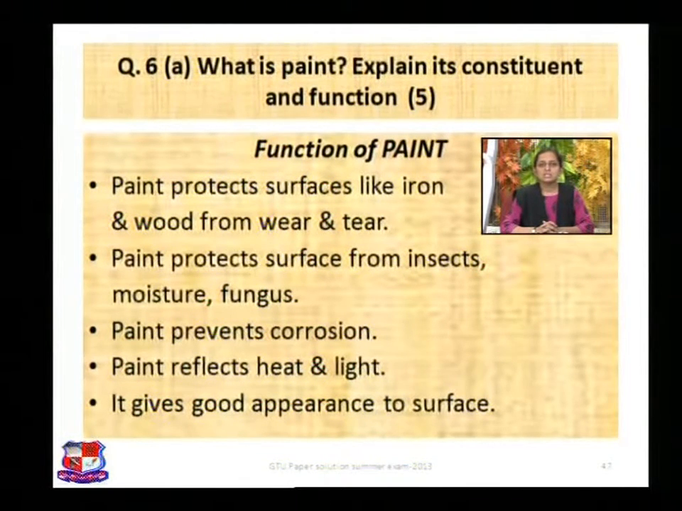Okay, so this is the entire solution to the question: what is paint, what is constituent and what is function. When we complete these 3 parts, then our entire question is over. So it is very essential that you start with the definition, you explain the role, you explain the composition. So this will complete your entire 5 marks answer. Let us proceed to the next question of the definitions.